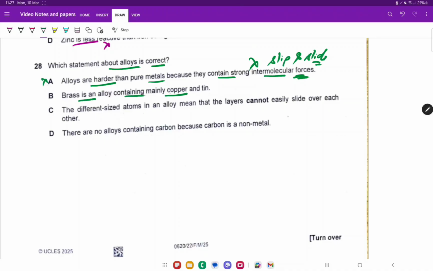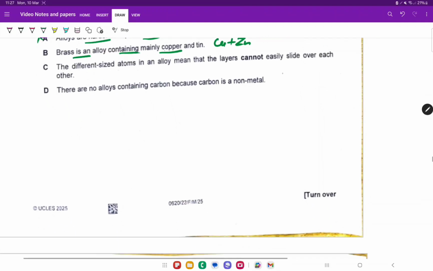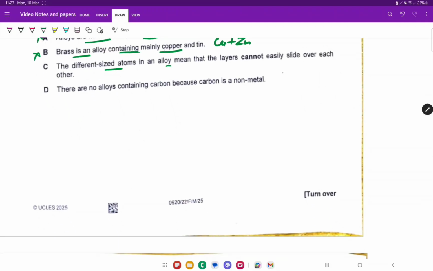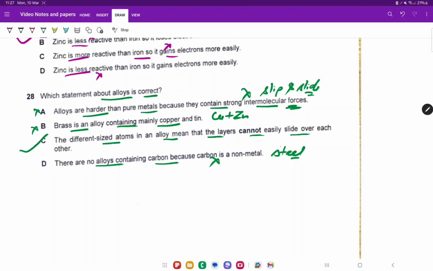Brass is an alloy of copper and tin. No, brass is an alloy of copper and zinc. This is also wrong. The different size atoms in an alloy mean that the layers cannot easily slide over each other. Yes, it's correct. There are no alloys containing carbon. No, it's wrong. Steel contains carbon. The answer for question 28 is C.